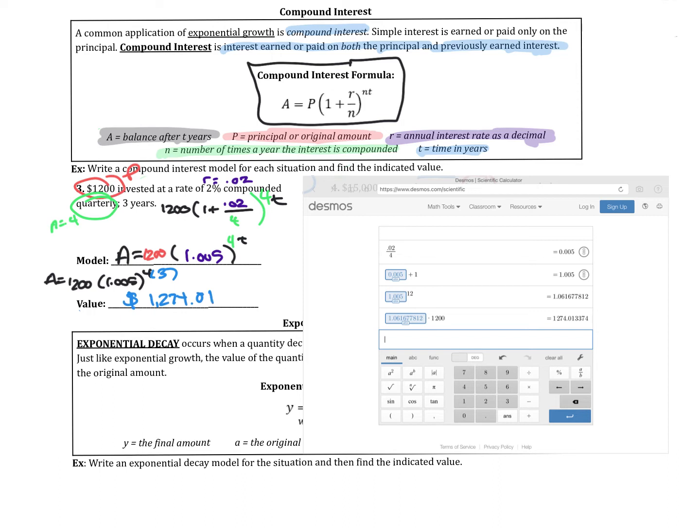It should make sense that that number is bigger. We invested $1,200, and after 3 years, we gained $74.01 of interest, which actually doesn't really sound like that much, but it's probably more than you would get in a typical bank account of just regular interest. Okay, let's go ahead and look at one more example of compound interest before we start talking about exponential decay.